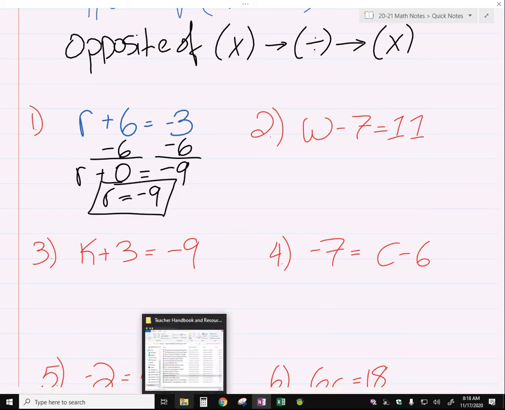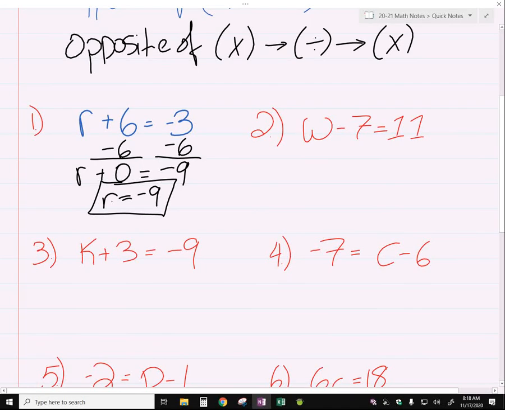That's bad r. Bad r. R equals negative 9.